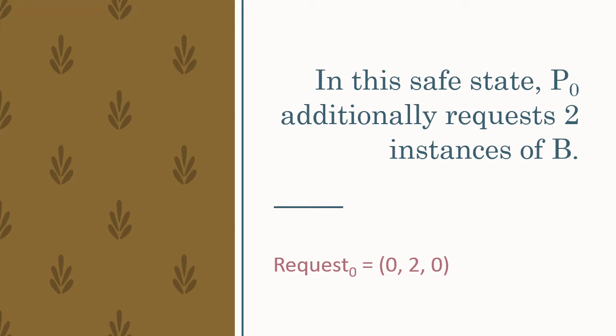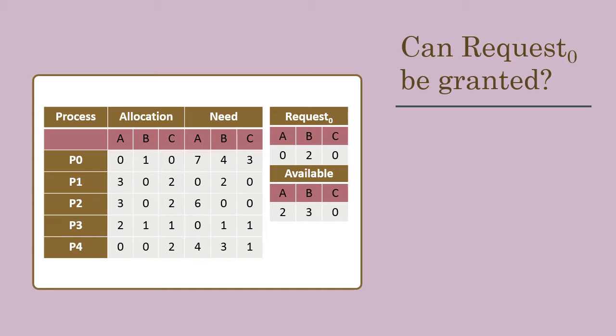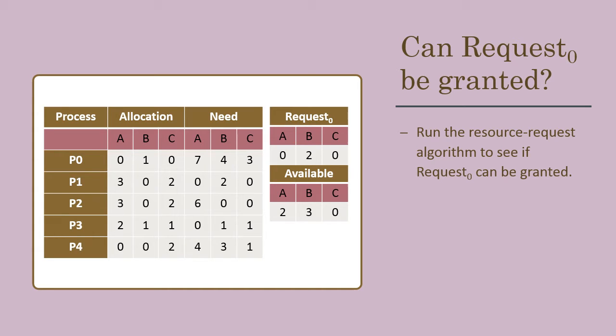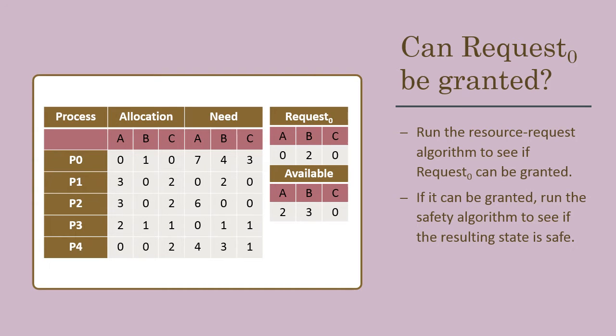In this safe state, P0 additionally requests 2 instances of B. So request 0 is 0, 2, 0. Can request 0 be granted? Run the resource request algorithm to see if request 0 can be granted. If it can be granted, run the safety algorithm to see if the resulting state is safe. If the state is safe, furnish a safe sequence and show the new state after grant of request 0.